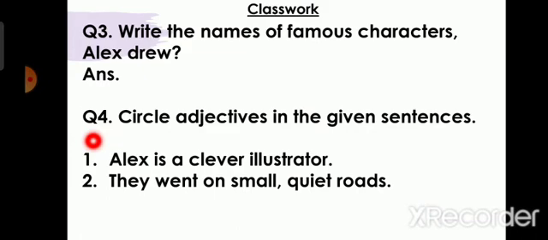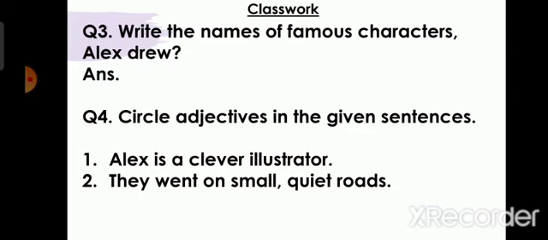Question number 4 is circle adjectives in the given sentences. Here I have given you two sentences and you have to identify adjectives. After that, you will circle them. Okay? And can you tell me what are the adjectives?